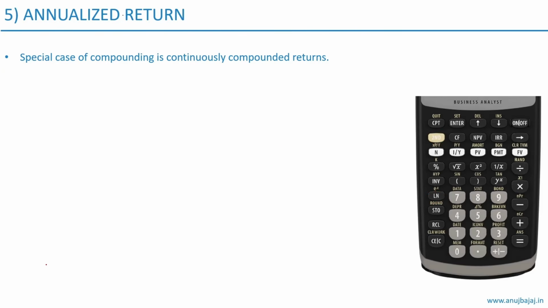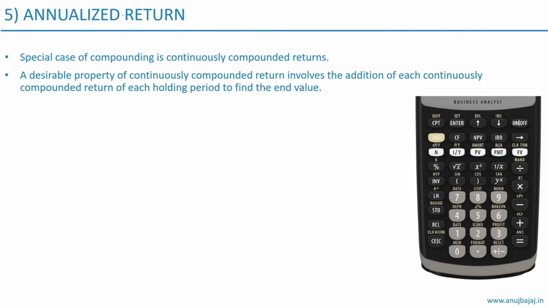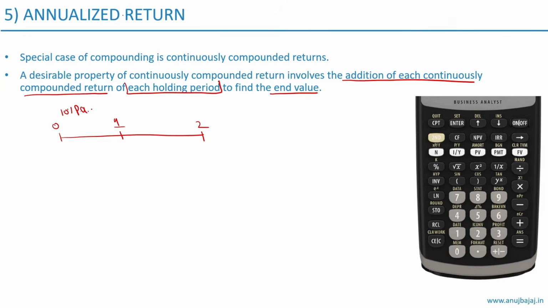Now let us look at one interesting property of continuously compounded return. In continuously compounded returns, the addition of each continuously compounded return of each holding period gives us the end value. Let us understand this with an example. Suppose I have 2-year investment period. During first year, I earned a return of 10% per annum compounded semi-annually. And during second year, I earned a return of 12% per annum compounded semi-annually.